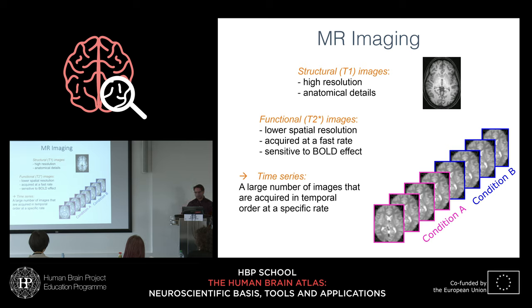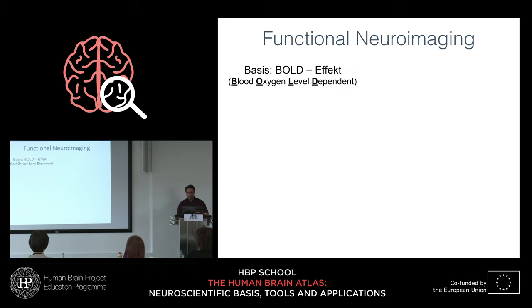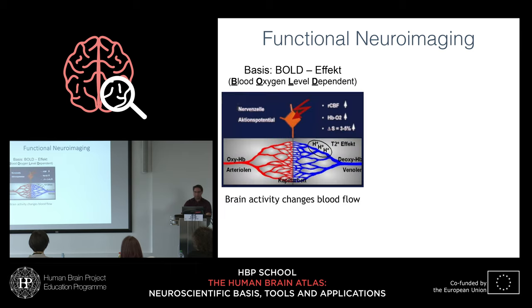How does the contrast arise? The underlying trick that was described in the early 90s is actually not a trick at all, but rather a biophysical phenomenon. It's the so-called BOLD effect, blood oxygen level dependent effect. What is happening? In short, when you recruit a particular brain region, so if you give a task that is processed by a particular region, then this region increases activity. I think that's fairly obvious.